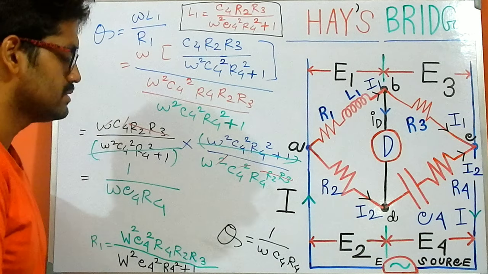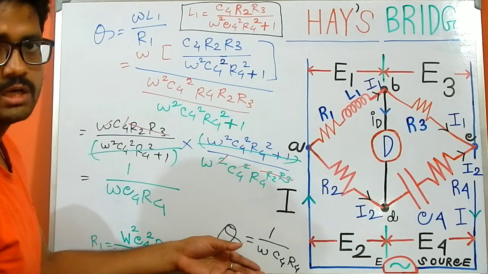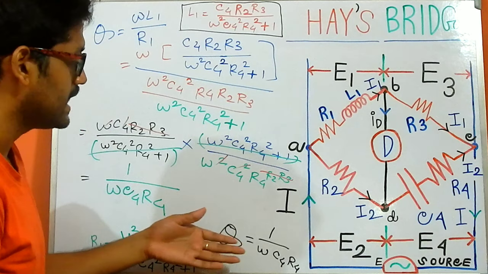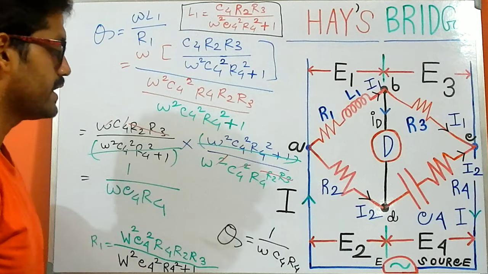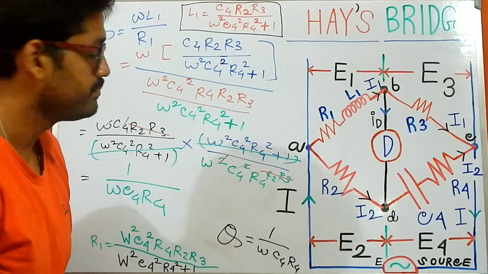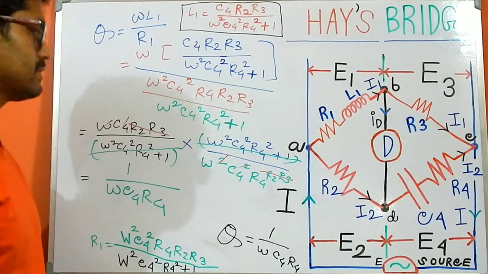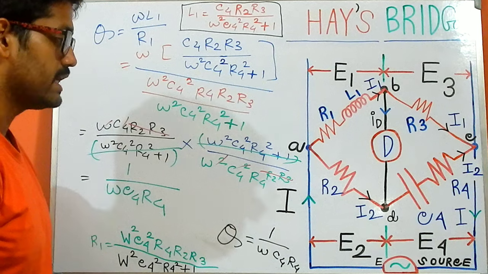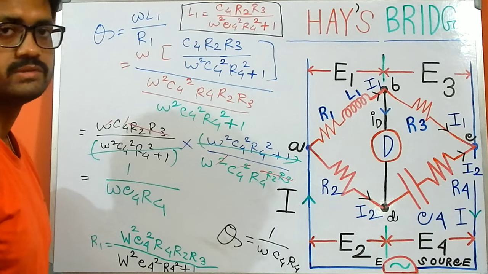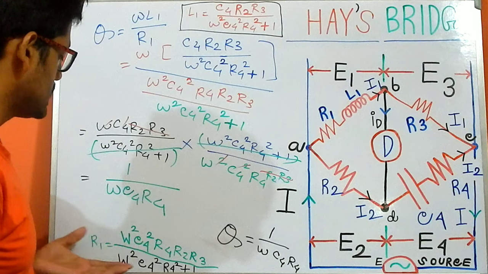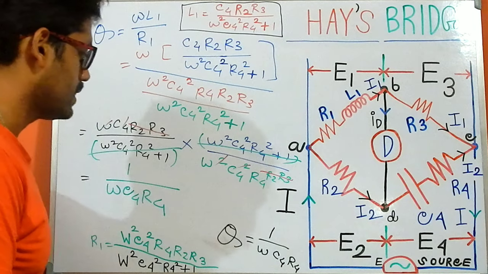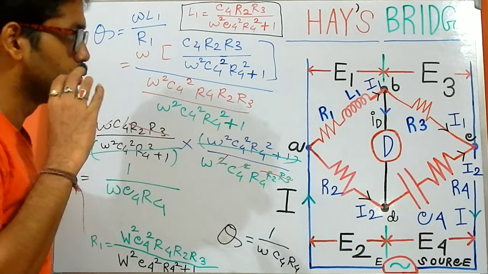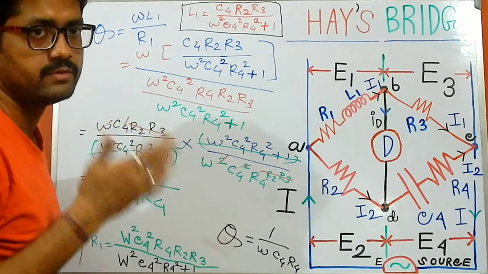Omega means 2 pi f, which directly indicates that it is dependent on the factor of frequency. I can see that the source frequency is very important for our expressions of L1, R1 and the Q factor over here. And this bridge is suitable for the higher Q value.